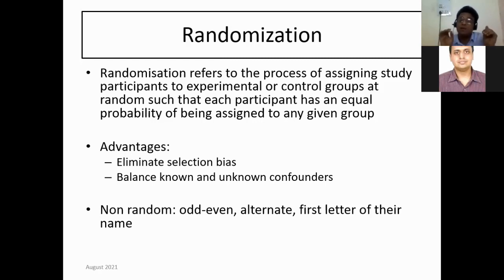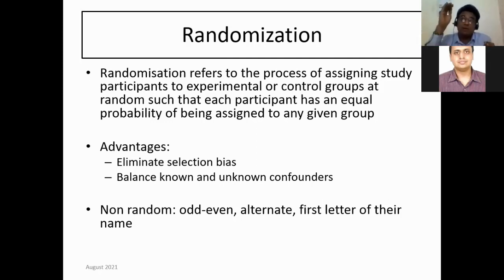At the same time, you can also do a non-random method in which odd registrations, even registrations, alternate people are given one treatment A, another treatment B, another treatment A, another treatment B. All these things are non-randomized methods. Randomization, please understand, is the process by which you assign the study participant: if the first participant comes, which treatment am I going to give? If the third participant comes, which treatment will I give? So randomization is done even before the first patient is recruited.